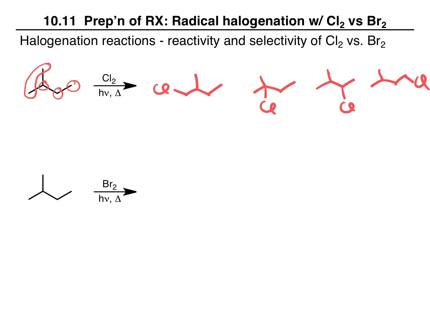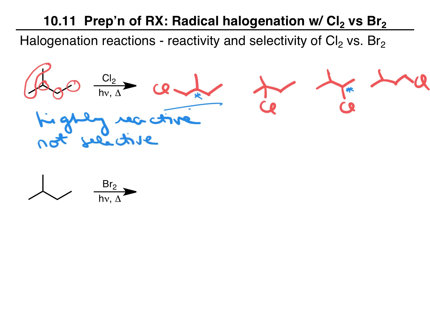Notice also that we have converted this into a chirality center, so we're actually going to make this product as a mixture of enantiomers. And here we generated a chirality center, so this one will also be made as a mixture of enantiomers. So we kind of get quite a mess. Chlorine is highly reactive, but not very selective.